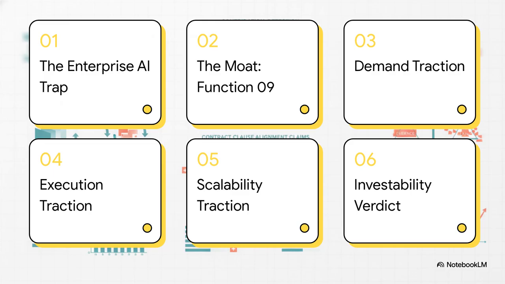So here's our roadmap for this explainer. We're going to hit 1. The enterprise AI trap. 2. The moat, which is Function 09. 3. Demand traction. 4. Execution traction. 5. Scalability traction. And finally, 6. The investability verdict. Let's get into it.